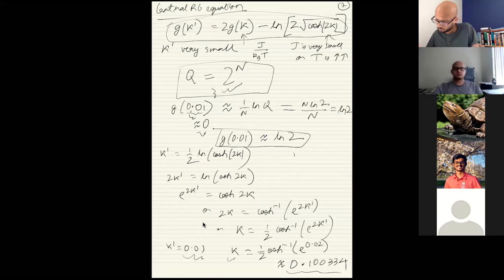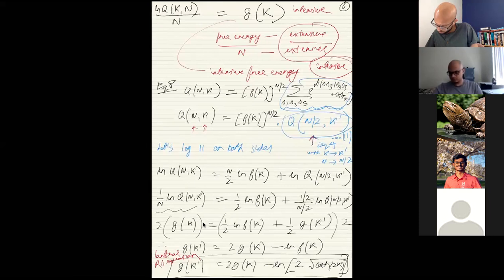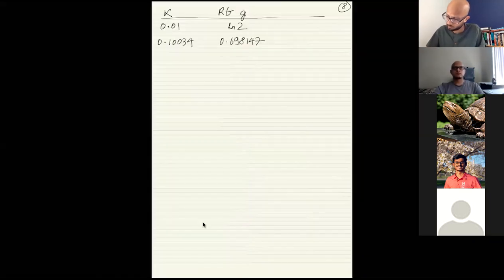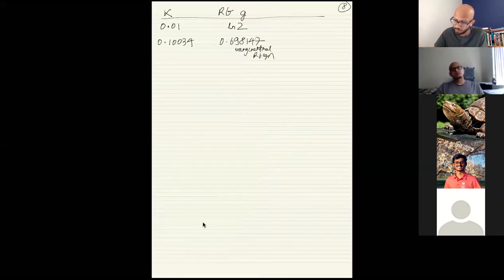So what did we do here? We used, wait, I did not give a name to my central RG equation. That's terrible. So this equation is equation number 12. We used the central RG equation. Now we can take this k of 0.10034, and instead of this e to the power 0.02, we can put in this new value of k and solve it to get another value of k. If we do that, you will get the value 0.327.